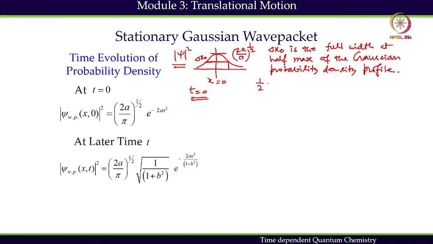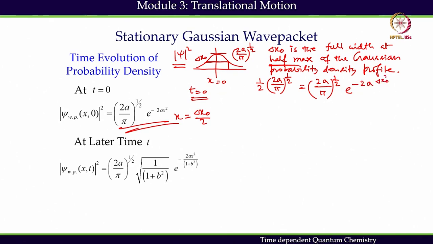And if it is so, then I can find out this a value, because by definition it is the full width at half maximum. So, half of its maximum value, that is (2a by pi) to the power half, occurs when the function takes the value at x equals delta x naught by 2. So I get e to the power minus 2a delta x naught square by 4.